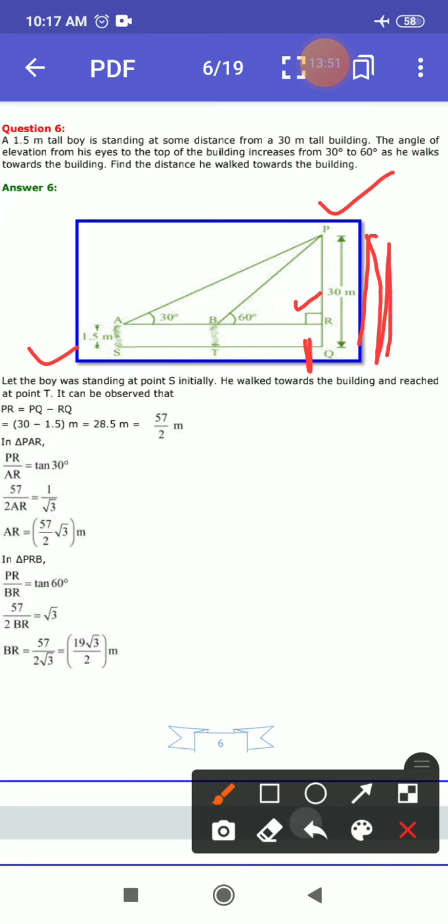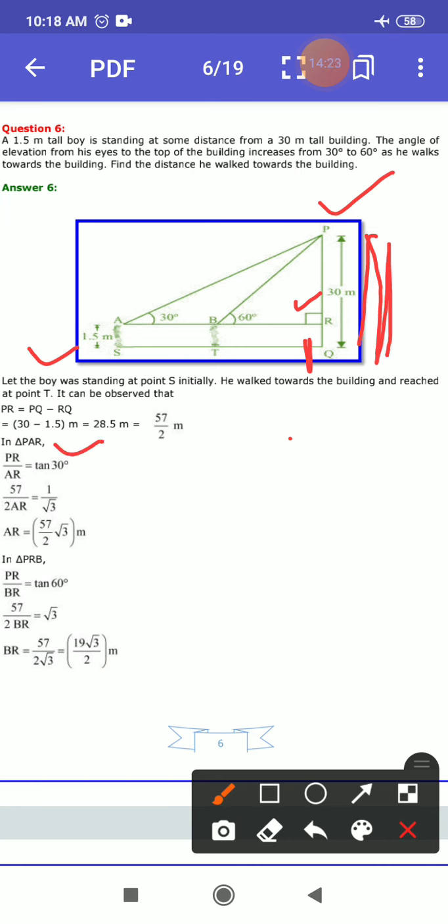Again I will explain. First of all you have to find the AR, then after you have to find the BR, and if you find the AB, actually in this question you have to find the AB, the value of AB. So how to find the value of AB? AB you have to find with the help of AR minus BR. OK, so first of all you have to use the triangle PRA.